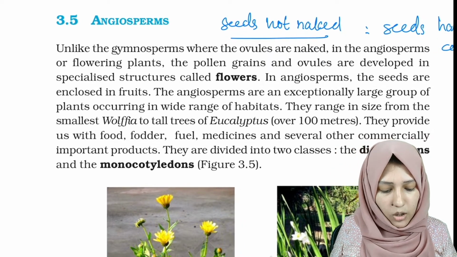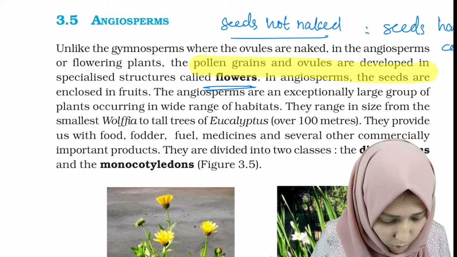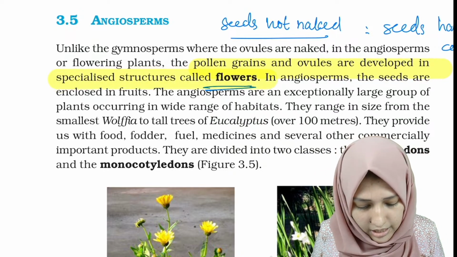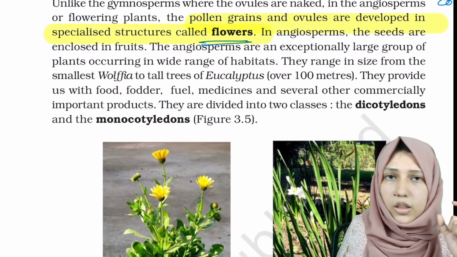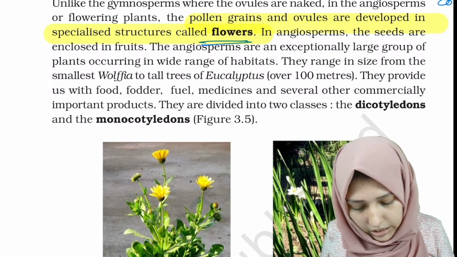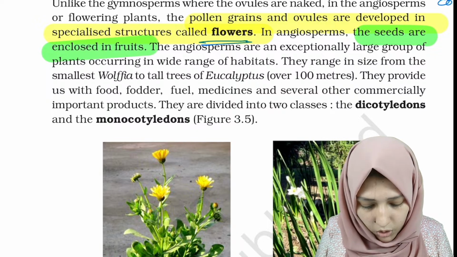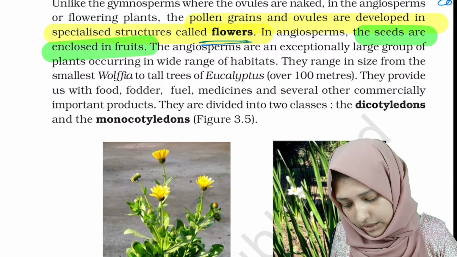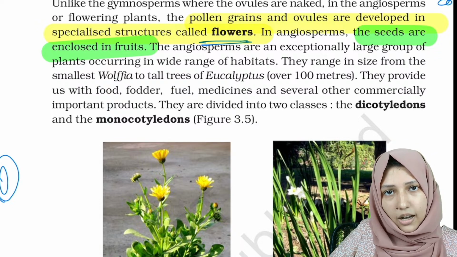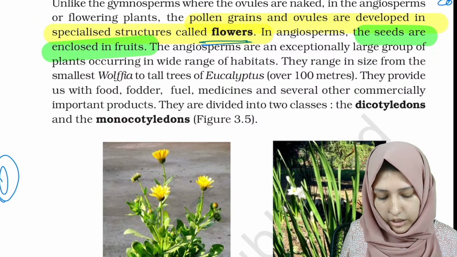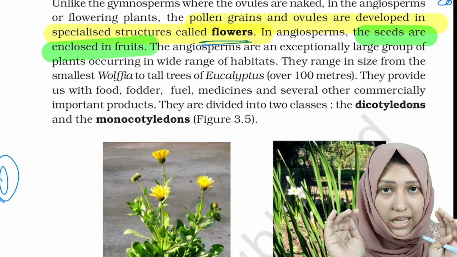In angiosperms the pollen grains and ovules are developed in specialized structures called flowers. This is a point to be noted. The seeds were naked in gymnosperms, but here the seeds are covered or enclosed in the fruits, as we see in mango, coconut and everything. The angiosperms are a large group.